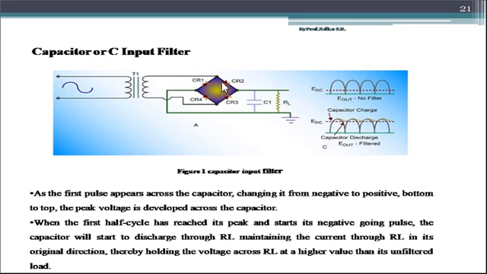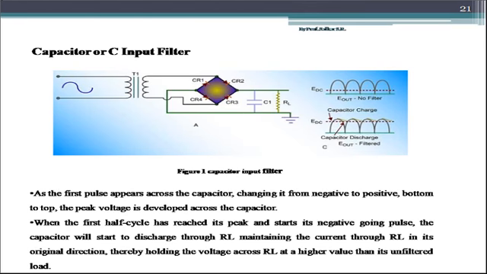In this diagram, the transformer is the first block of the power supply. Then the rectifier is used, which is a bridge rectifier, and then the filter, a capacitor connected in parallel to the rectifier, acts as the filter circuit. These are the waveforms: the first waveform is the output of the rectifier when the filter is not connected, and the second waveform is the output when the capacitor C is connected. Now we will see how this circuit works.